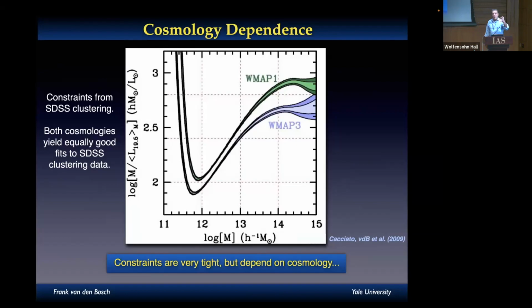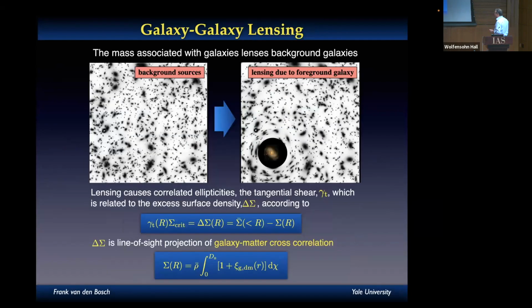So I have to find a way to measure halo masses around galaxies. Well, one way to do that is through galaxy-galaxy lensing. So here's a pictorial view of how that works. Suppose I have a bunch of background sources, and I take a foreground galaxy with a big halo and put it in front of them. It's going to cause tangential shear distortions of these background galaxies.